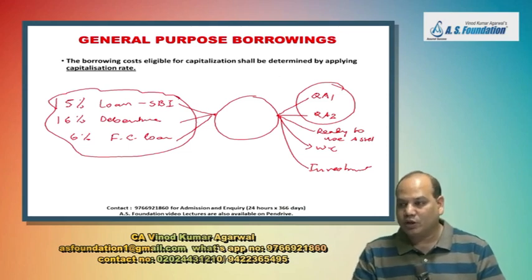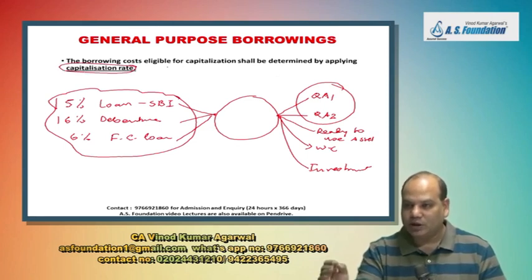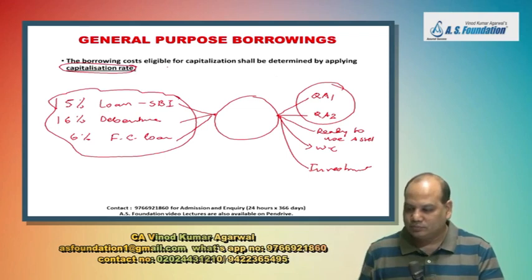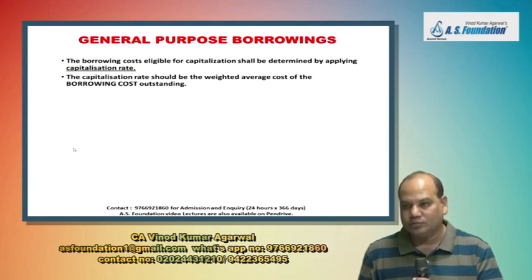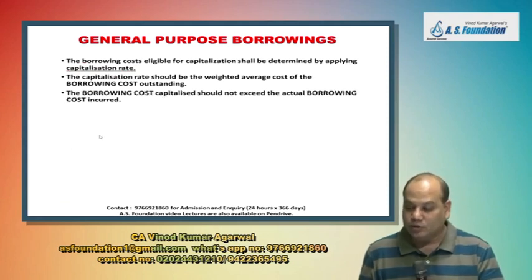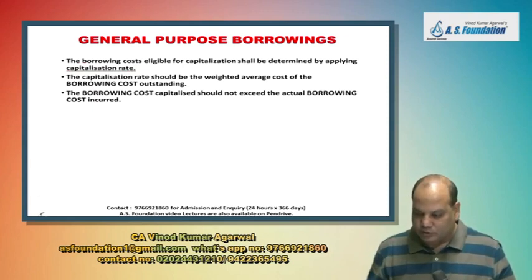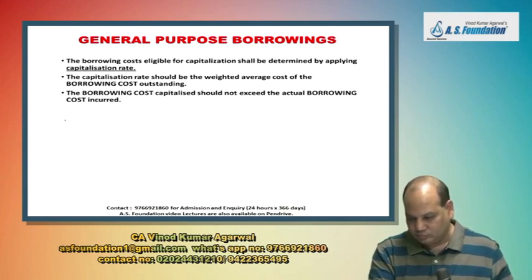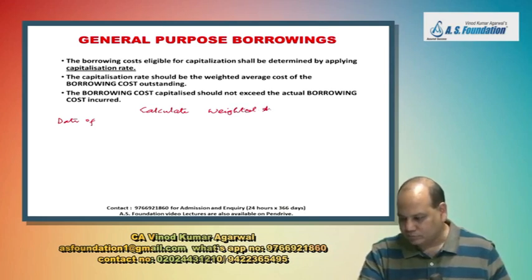So in this case, what we do, we calculate what is known as capitalization rate or weighted average borrowing rate. So in such cases, what we'll do, we'll calculate the weighted average borrowing cost. Okay. How to calculate the weighted average borrowing cost? Write one small example. Calculate weighted average borrowing rate.